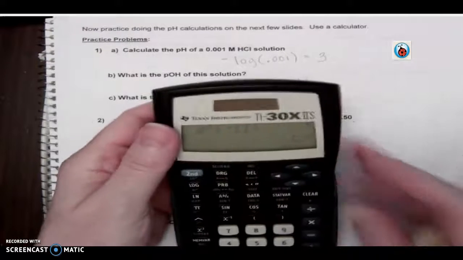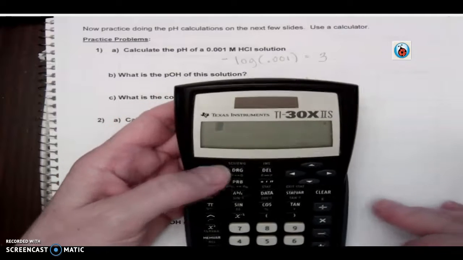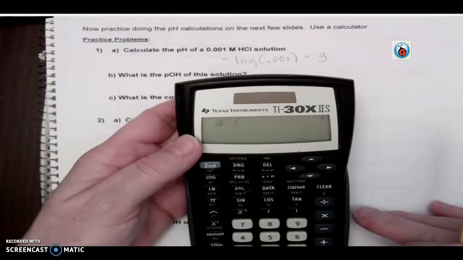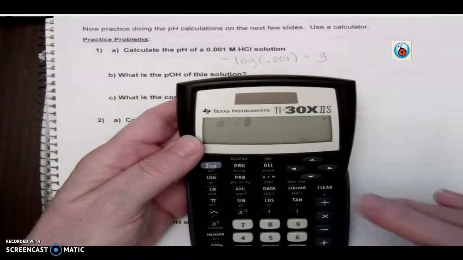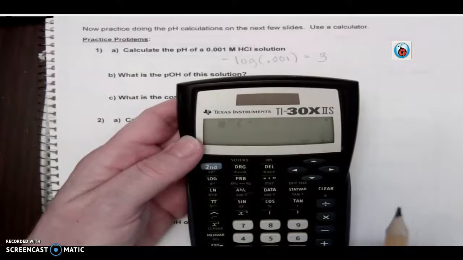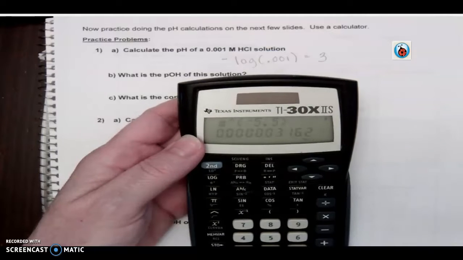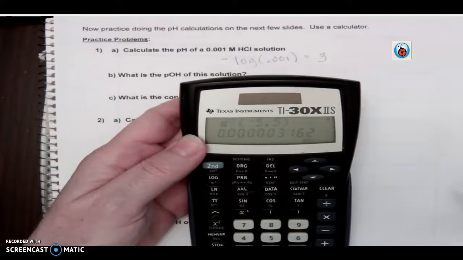So I'm going to clear this out. And we're going to go second log, and we're going to put in our number, which is 5.5. So negative 5.5. Enter. Ooh, we got a big giant number there, right? We want that in scientific notation.